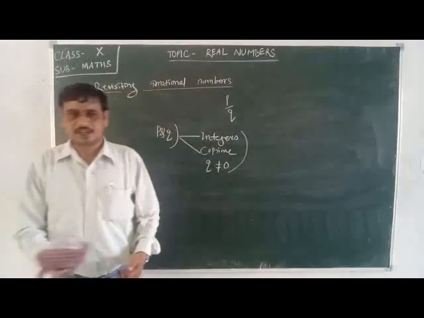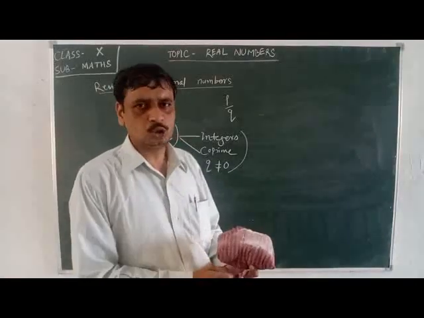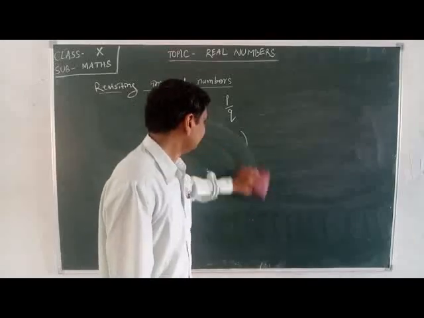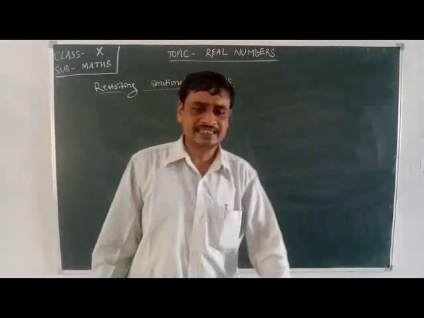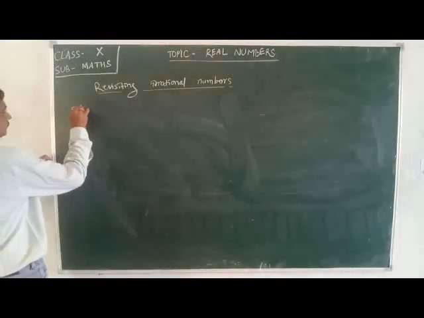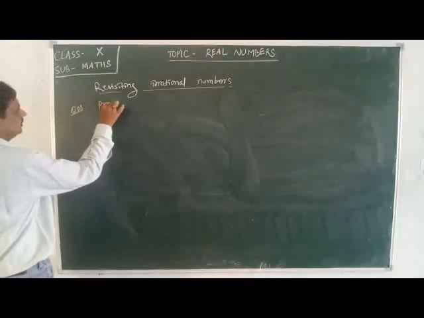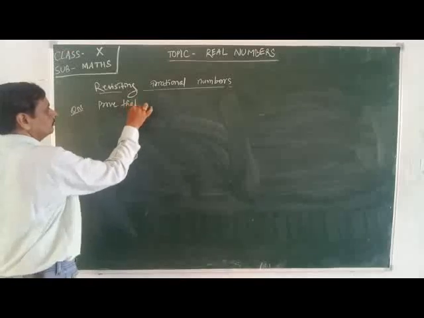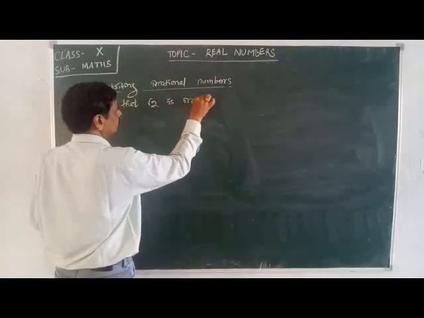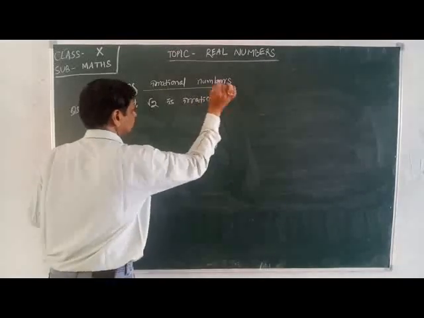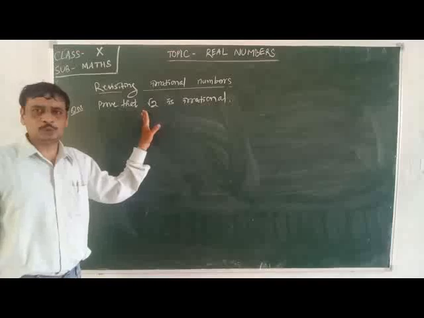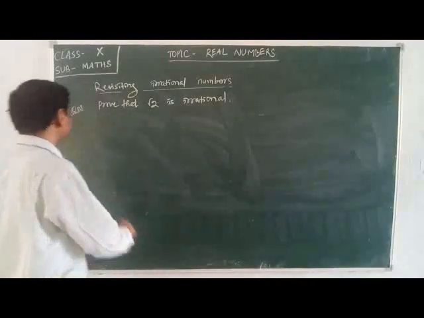We have to consider root 2, whether this root 2 is rational or irrational. If it is irrational, then how can we prove it irrational? Then the question is, prove that root 2 is irrational. Here, we have to prove this root 2 is irrational.